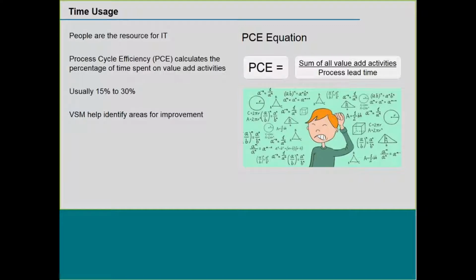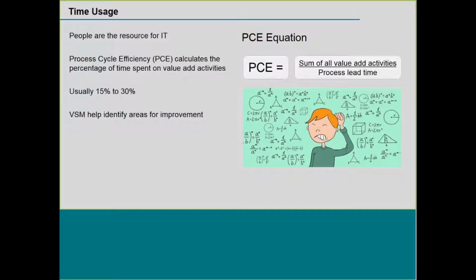To do that, we use what's called the process cycle efficiency equation. This calculates the percentage of time spent on value-add activities versus non-value-add activities. Now, the first time you do your PCE equation, you may be a little shocked to find out that you might be spending a lot of time on some non-value-add activities.